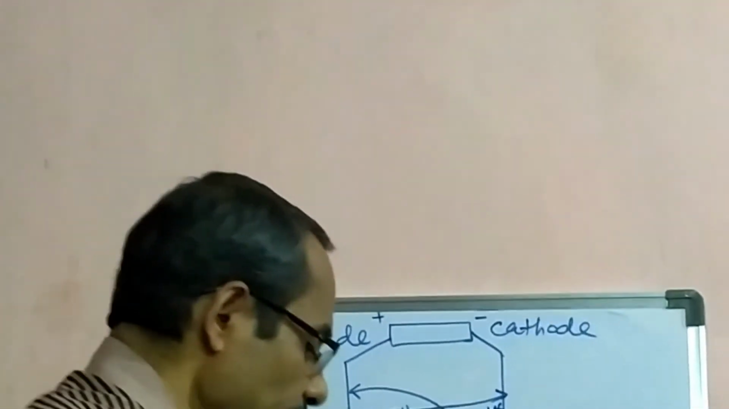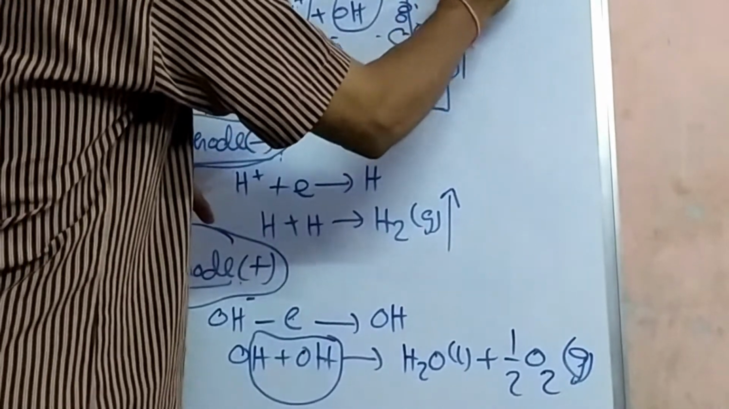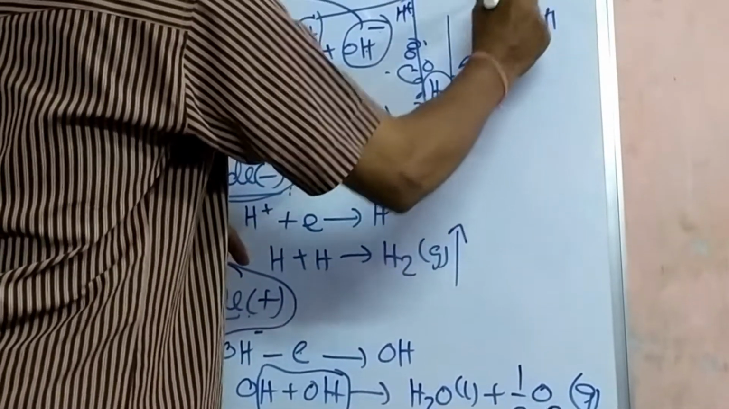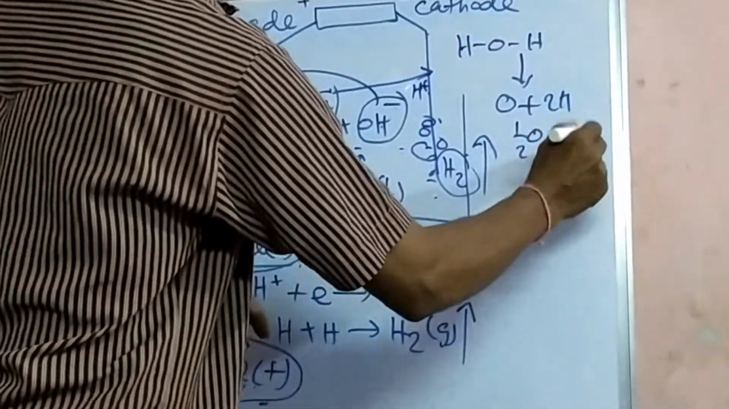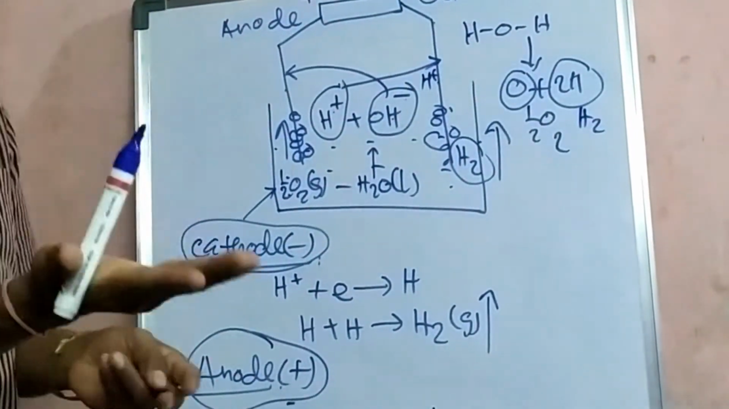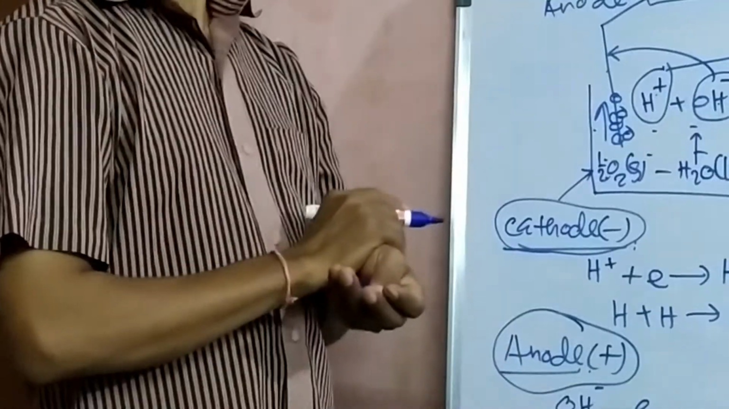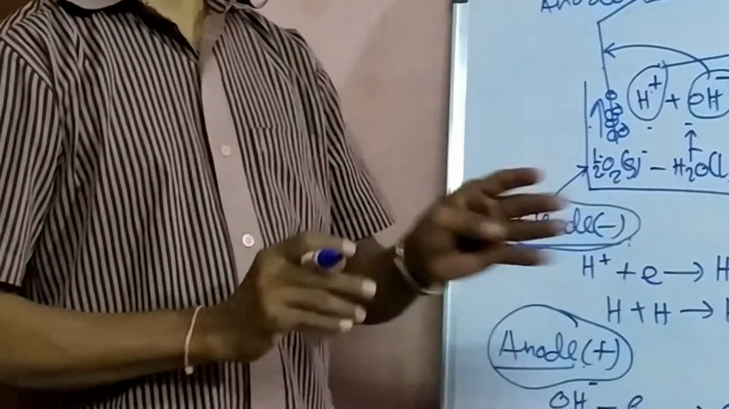Let us come to here. Already I mentioned at the beginning, when one water molecule undergoes dissociation, it gives one oxygen atom and two hydrogen atoms. That means this is half oxygen gas and this is hydrogen gas. This is 2 times the oxygen. That's why at the cathode the bubbles are more as compared to the anode. Got it? This is the principle of electrolysis.